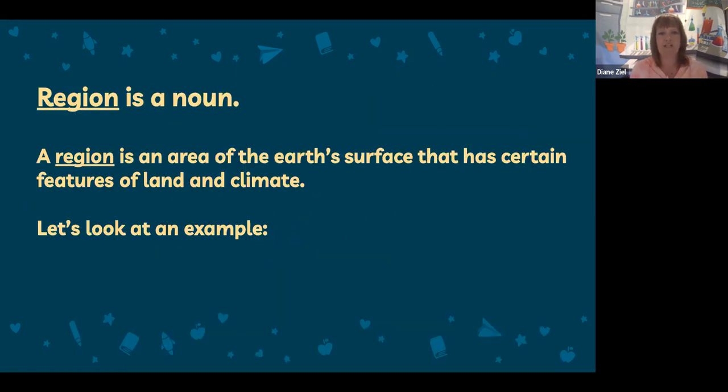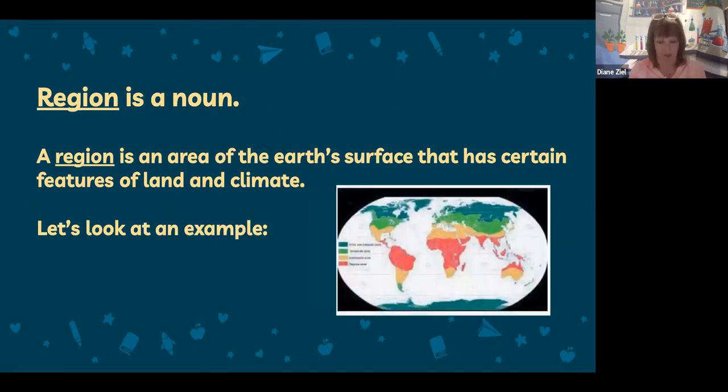Region. Region is a noun. A region is an area of the Earth's surface that has certain features of land and climate. Let's look at an example. Here's an example of a climate region map. So you notice that different regions on the map are highlighted in different colors because there is something in common with the climate and the land features of that region, whether it be very cold there all the time, very warm and hot there all the time. Those parts of the land on the earth have things that are in common.